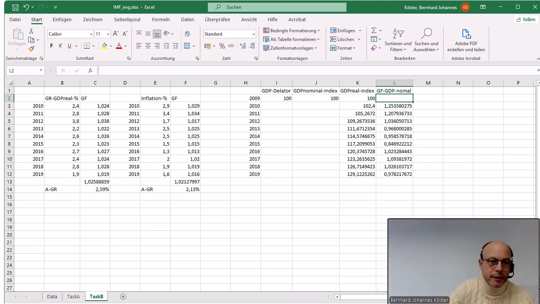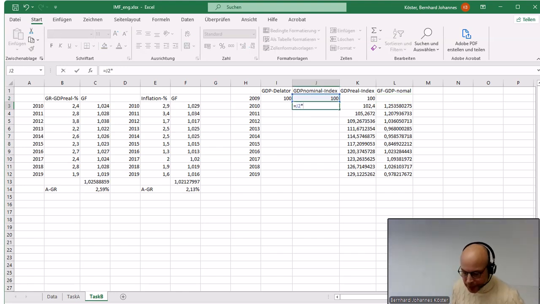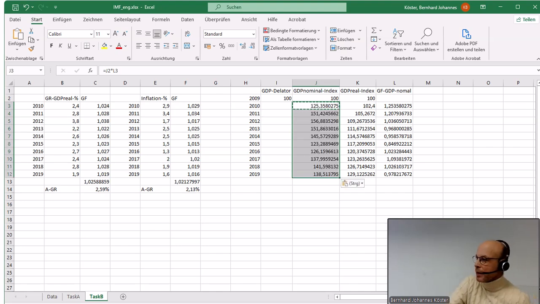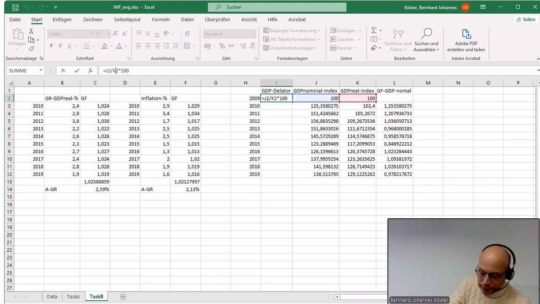And then we have to make the same calculation as for the real GDP. So this one would be then 100 times 1.25. Going downward, we have now the development of both indices. And then here we have already chosen the formula, nominal GDP over real GDP times 100. So I can copy this number downward.